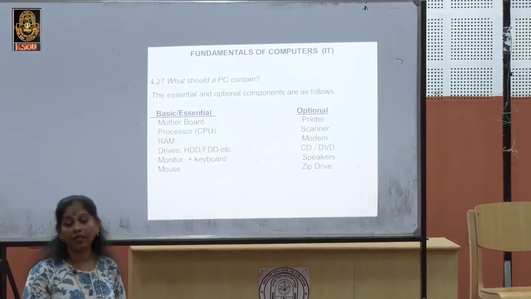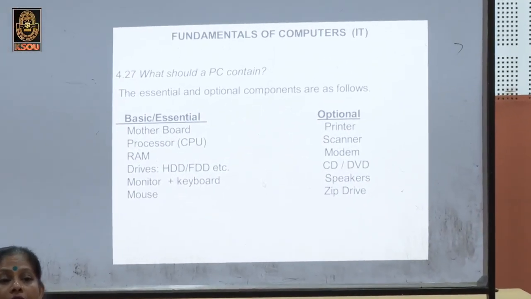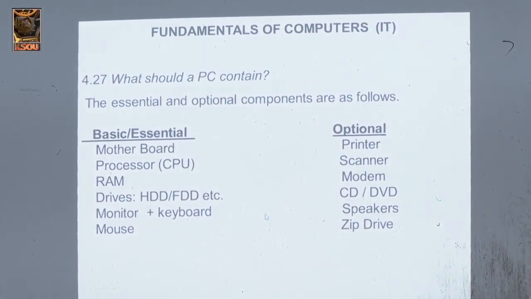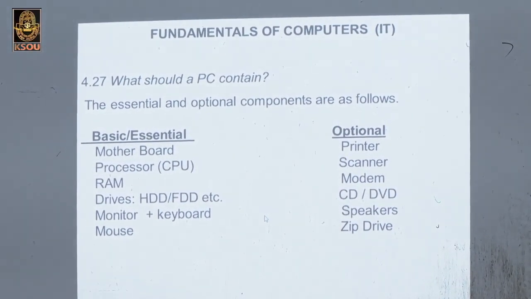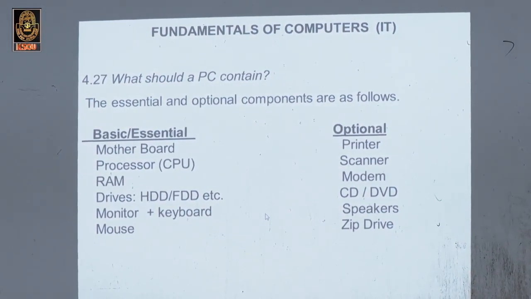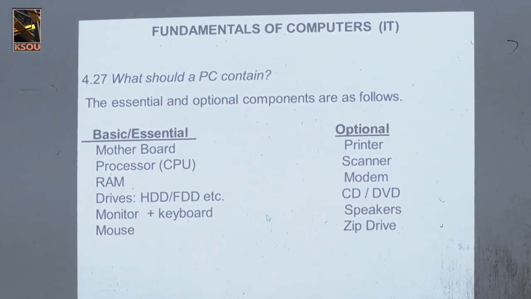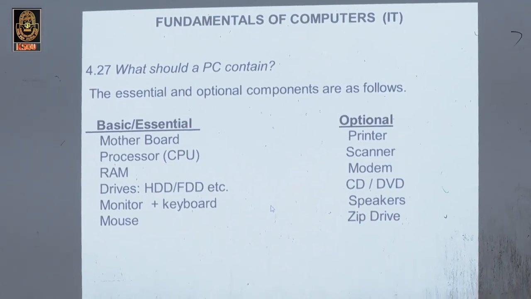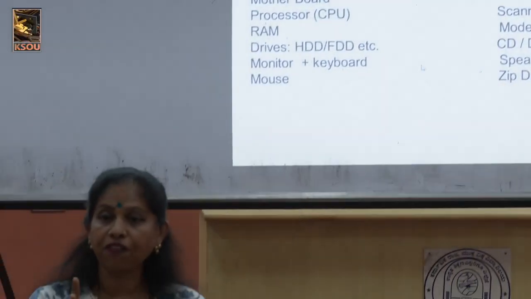What should a PC contain? PC means what? Computer. When you want to buy a computer, minimum parts what should have? So I will tell you why they charge you more. Means if you can get it assembled also, for 20,000 also you can buy, for 50,000 also you can buy. What is the difference, I will tell.